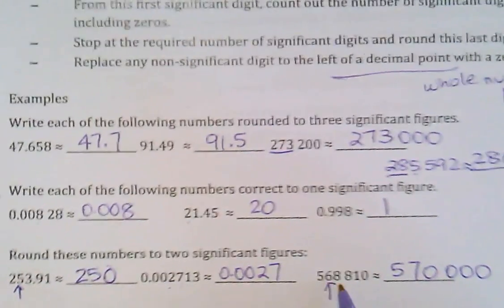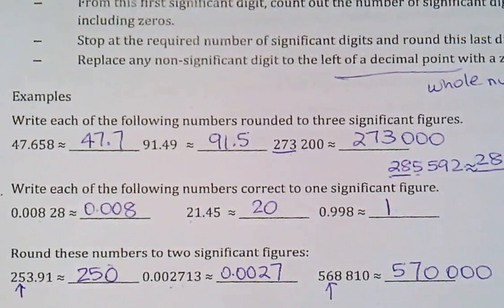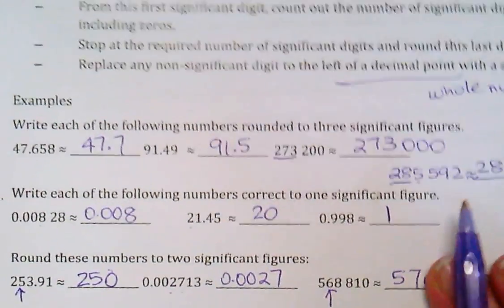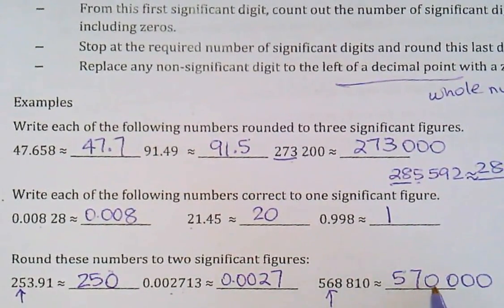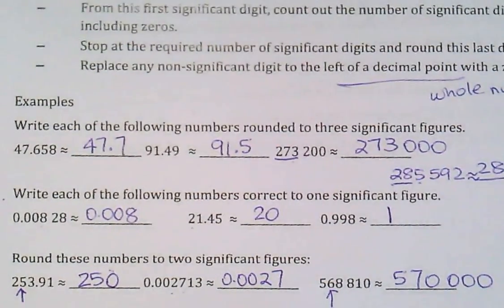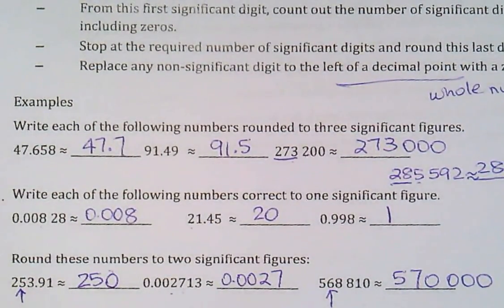I can't say 568,810. Oh yeah, that's approximately equal to 57. That's ridiculous. It's approximately 570,000. If you were saying, yeah, that's roughly this amount.